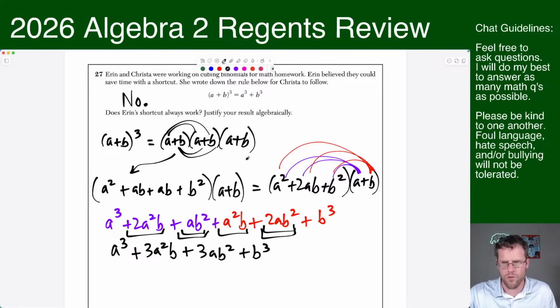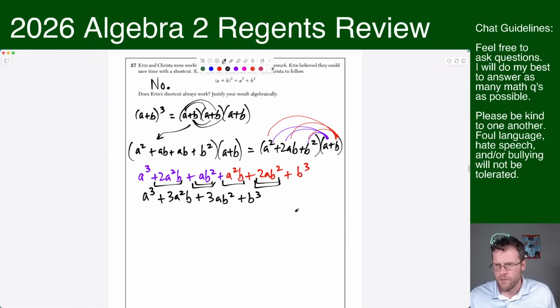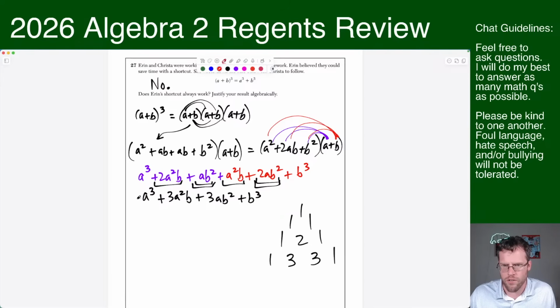All right. So here's the cool shortcut. Pascal's triangle. If you don't know this, start with a triangle like this, 1, 1, 1. You put another 1, but then 1 plus 1 is 2. And you put another 1. And then 1 plus 2 is 3. 2 plus 1 is 3. And notice the coefficients here. It's 1a to the third and 1b to the third. You see how it's 1, 3, 3, 1? That's a fast way to get the coefficients.